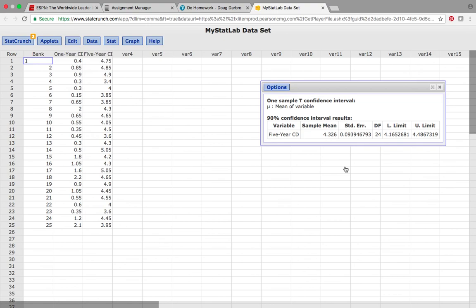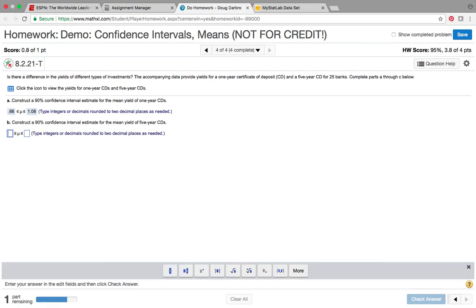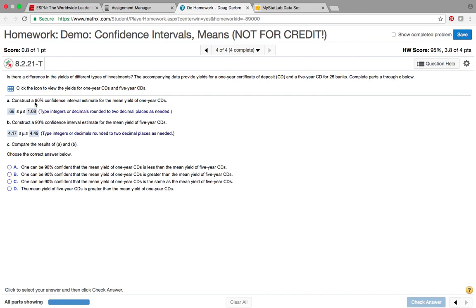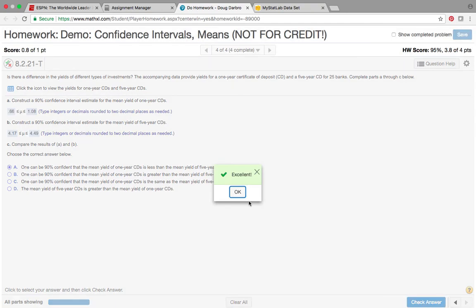So 4.17, 4.49. So again, we have both intervals. Second interval is higher. So we have 90% consistent. Both intervals are 90%. So one could be 90% that the 1 year is less than. All right, that's going to be right.